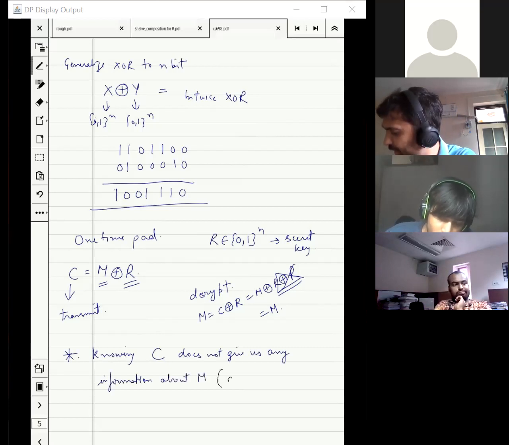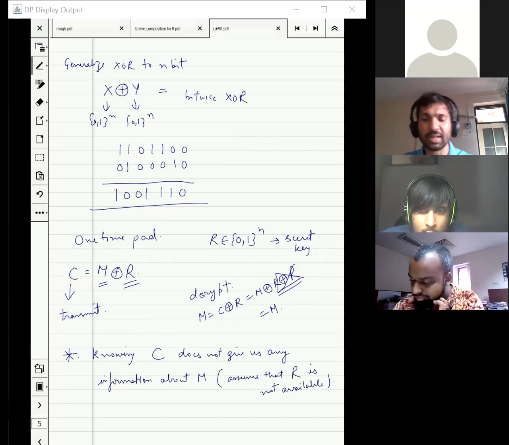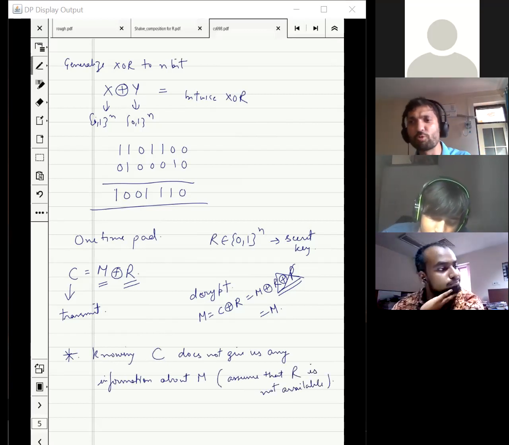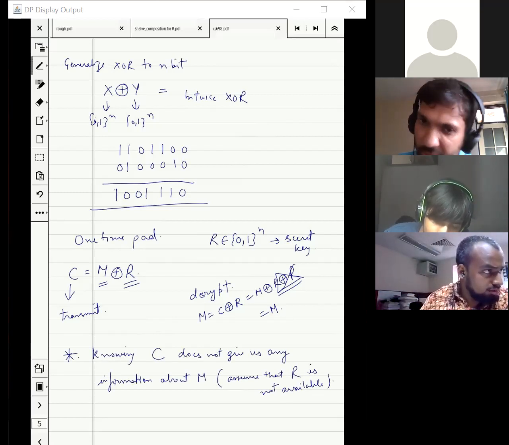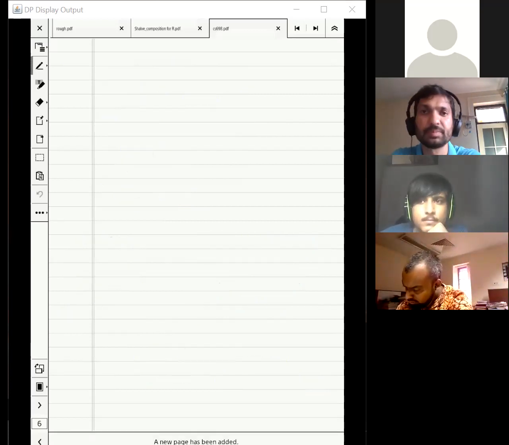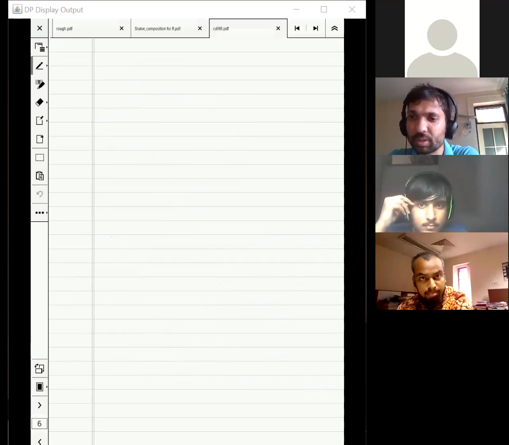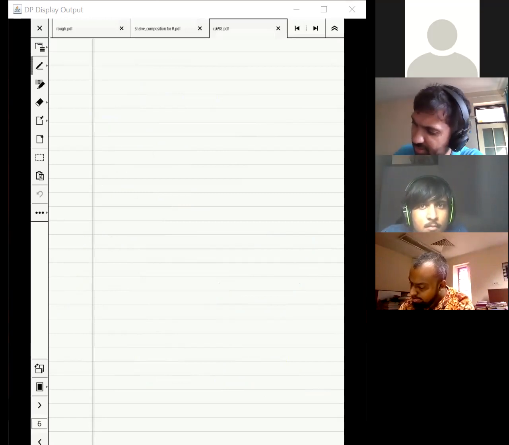Obviously, we have to assume that R is not available. Because if R is available, then you know everything. Right? This is the English proof you want to give. Knowing C does not give us any information about it, right? Okay. Now, in this case, how would you do this? Let's simplify this. Let's take it bit by bit. Okay, all operations are happening bitwise. So then let's talk about this.